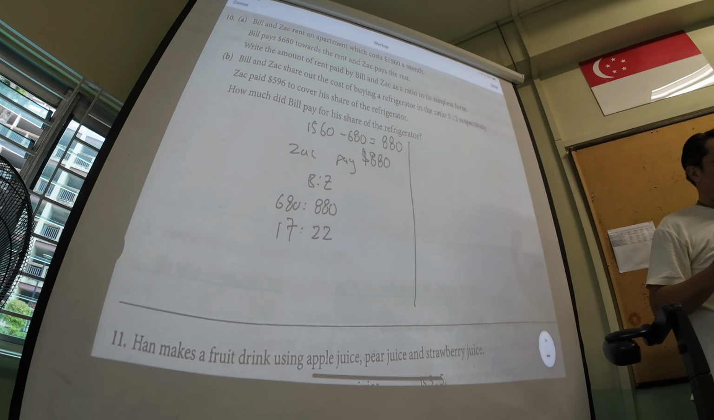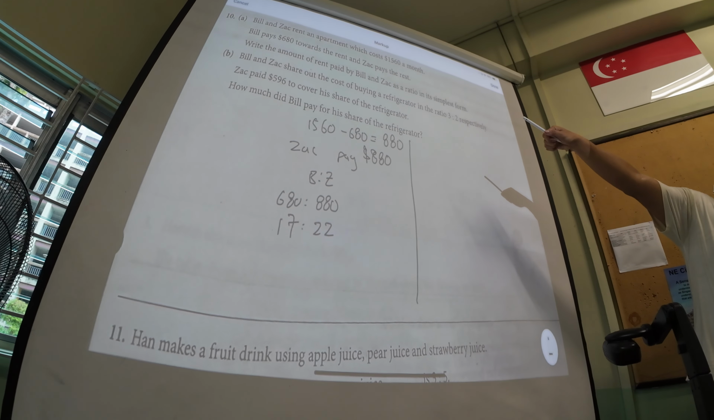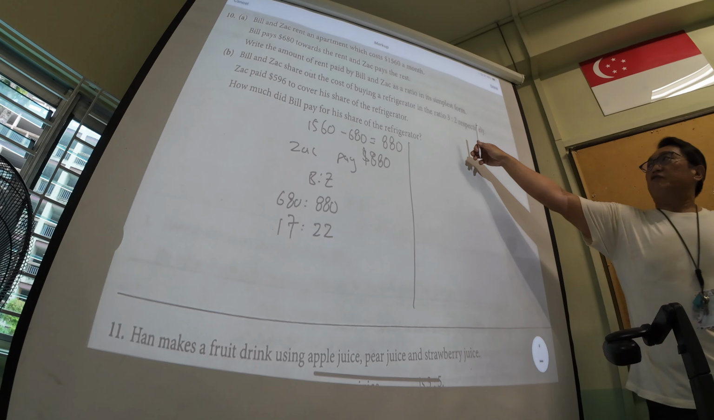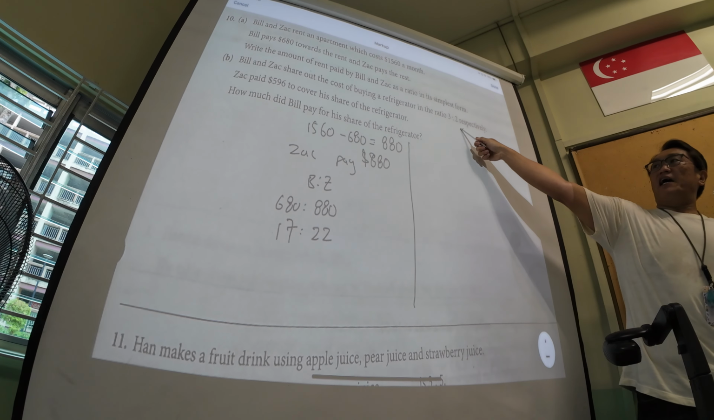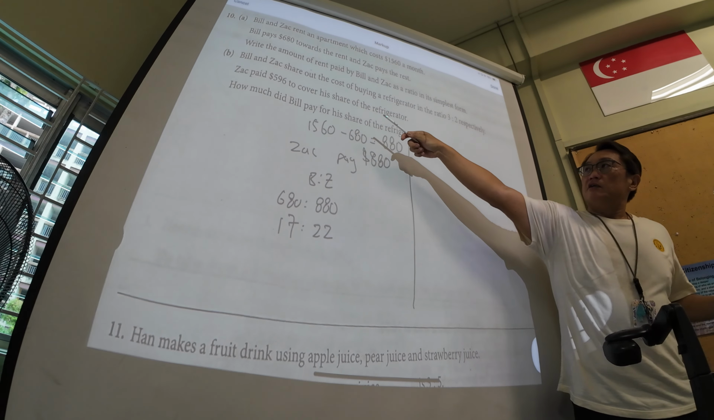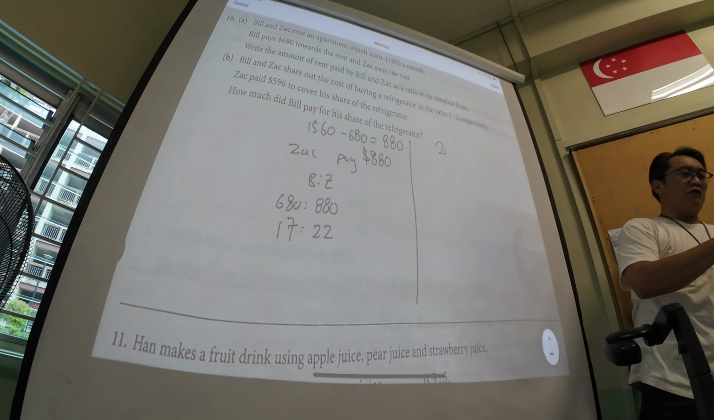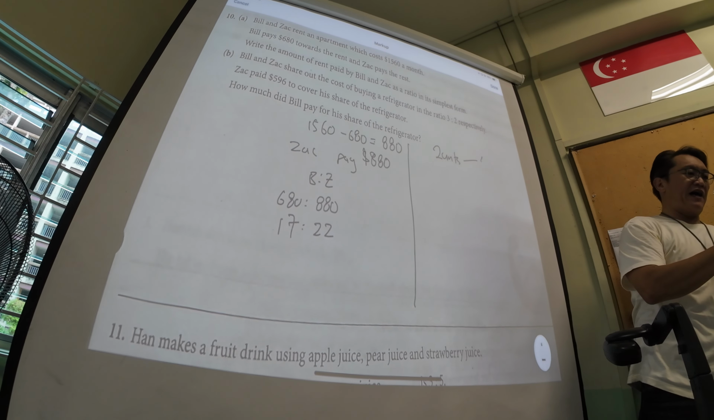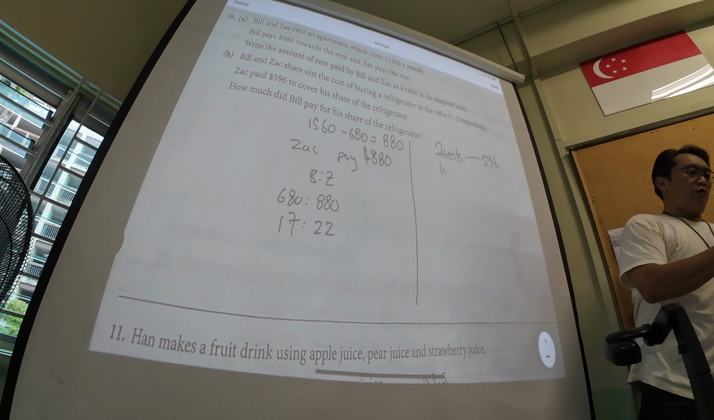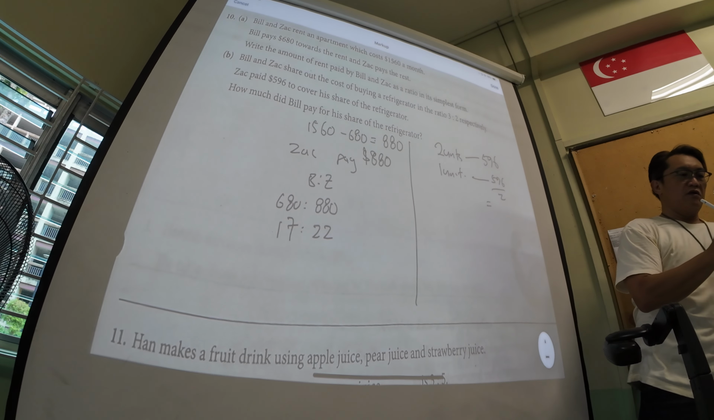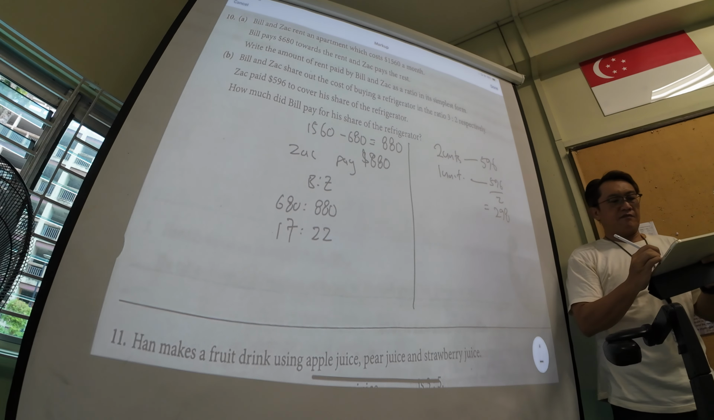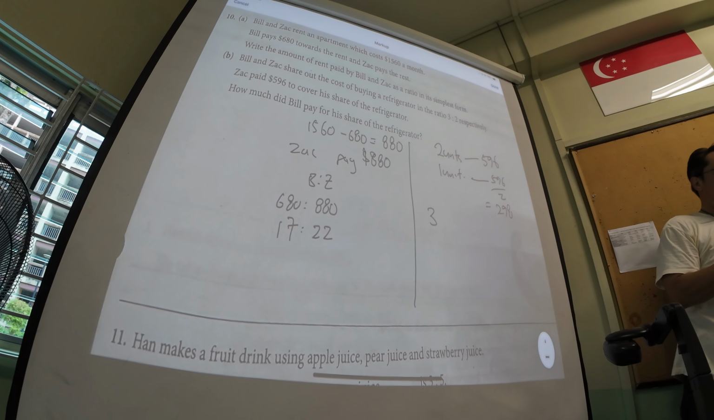Okay? Okay, Bill and Zach also share the cost of the refrigerator. Bill pay a bit more, Zach pay a bit less. And Zach part is 596. So 596 is these two units. So if 2 units is 596, 1 unit is 596 divided by 2, 298. Then Bill pay 3 units.